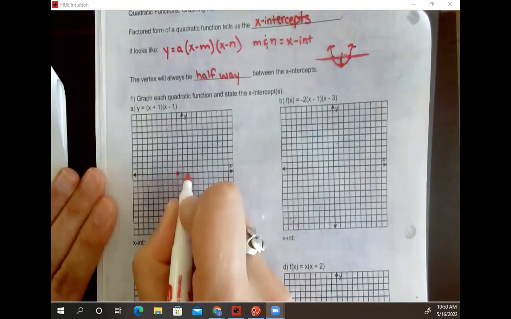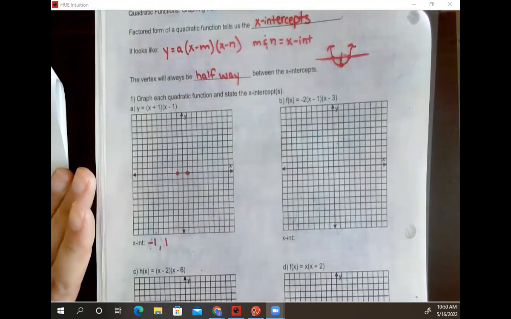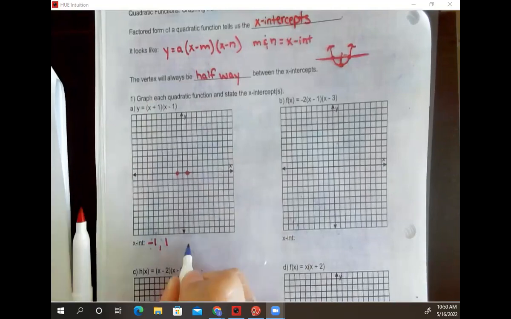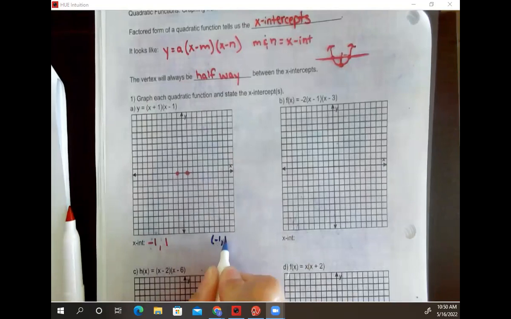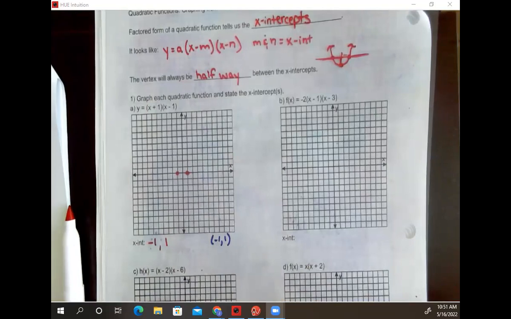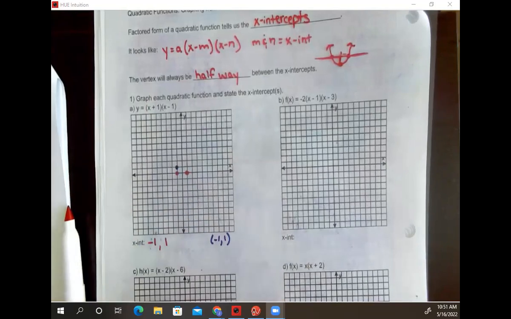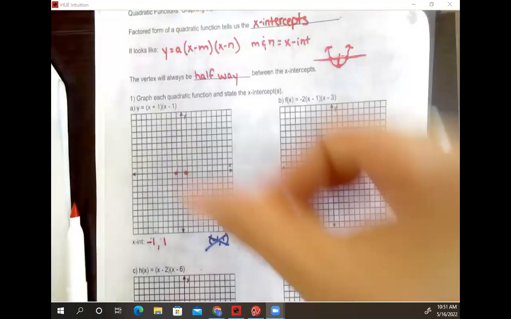So -1 and +1. Something we talked about in our previous quadratics units is that if you were to throw parentheses around this, you no longer have x-intercepts. As soon as I put parentheses around that, it's not a list of x-intercepts. It's now an ordered pair describing a unique point on the graph. So this would be that point right there. That's not what I want. That's not on the x-axis. It's not an x-intercept. So make sure we're not putting parentheses around these things. I'm going to go ahead and erase that off my graph there.